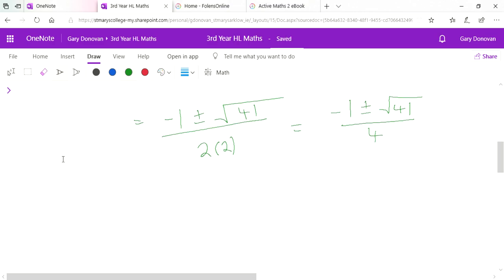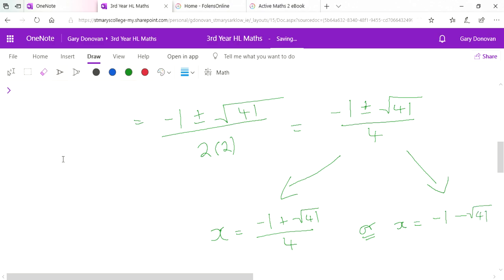So for quadratic equations we always have 2 answers. So that's where this plus or minus bit comes in. Once we get down to this stage, we can split it into 2 separate equations. We can say that x equals minus 1 plus square root 41 all over 4, or x equals minus 1 minus square root of 41 all over 4.